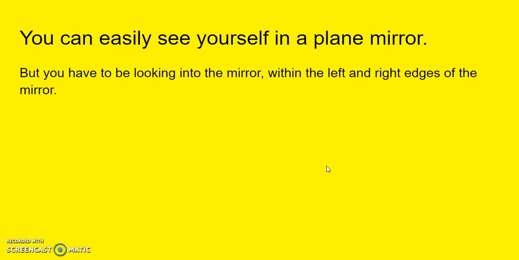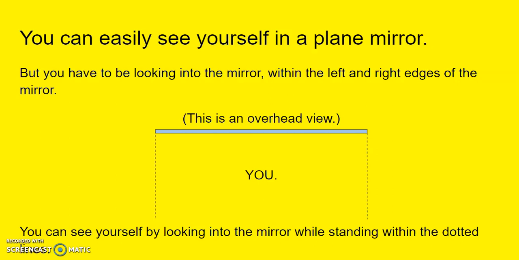Now you can easily see yourself in a plane mirror, but you do have to be looking into it within the left and right edges of the mirror. This really is worth talking about a little bit. So let's imagine that this is an overhead view, kind of like if you're on the ceiling of your bathroom looking down.